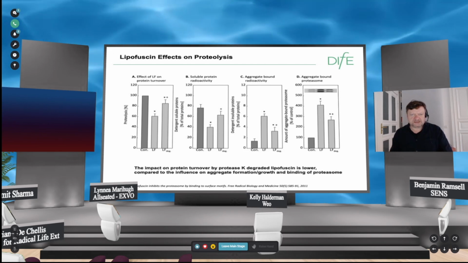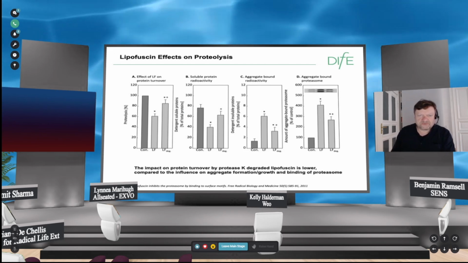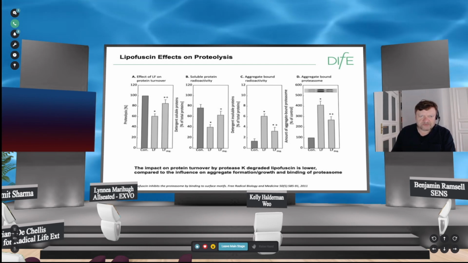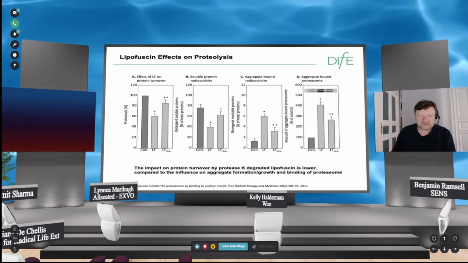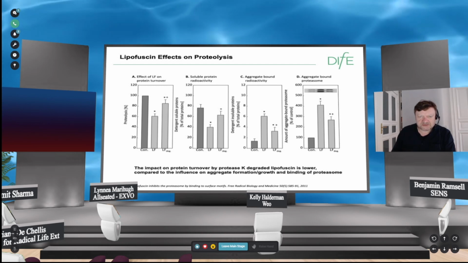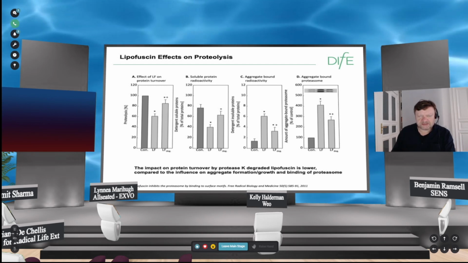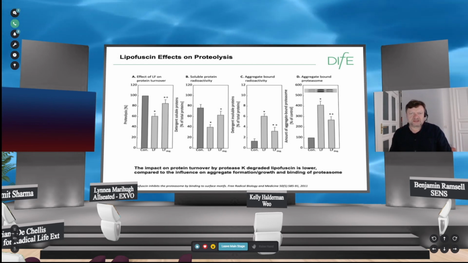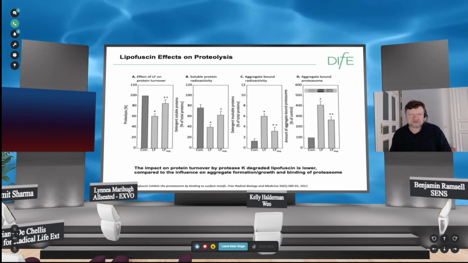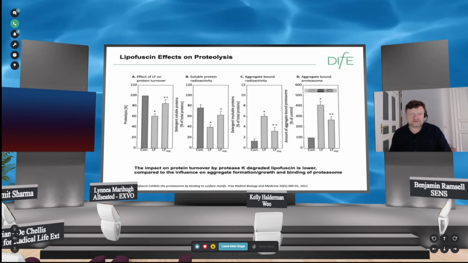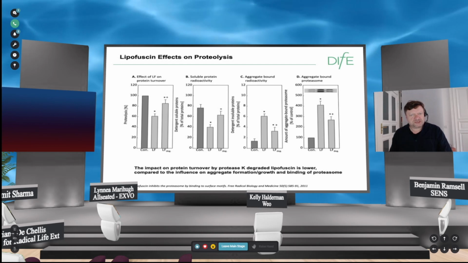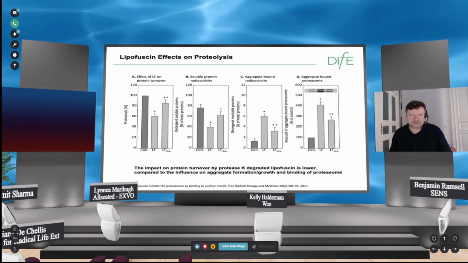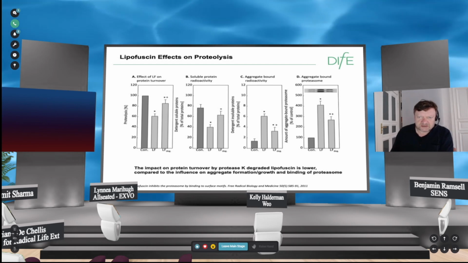As you can see here, the first column is always a control. Then you have the effect of the lipofuscin on the total protein turnover in the cell. And the third column is the degraded lipofuscin, so basically only the core lipofuscin. You can see it also influences the total proteolysis, the protein turnover in the cell, but much less than the artificial lipofuscin. The same is true for the other columns.